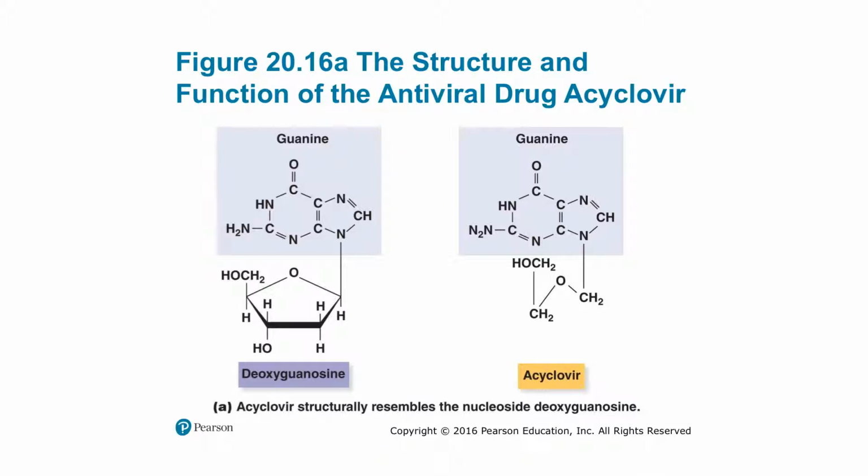So here you can see how the acyclovir structure resembles the nucleoside deoxyguanosine, and so it kind of interferes with that and causes it to not be able to continue any type of transcription or translation or any DNA copying.